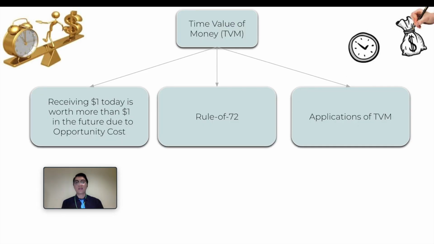The time value of money, or TVM, is also one of the materials mentioned in this video. The concept of TVM is that the value of money yesterday, today, and tomorrow is different. If we receive $1 today, it is worth more than $1 in the future due to opportunity cost. We also have the rule of 72 and the applications of TVM.